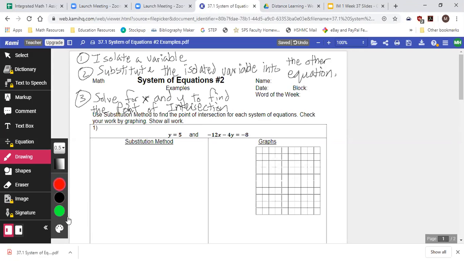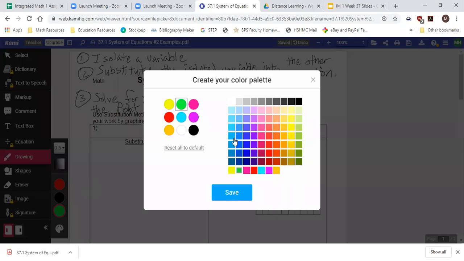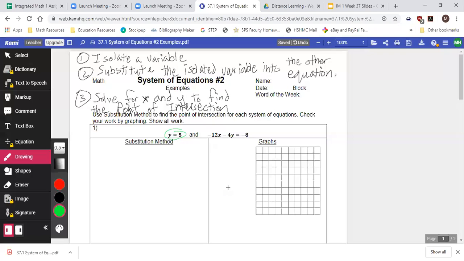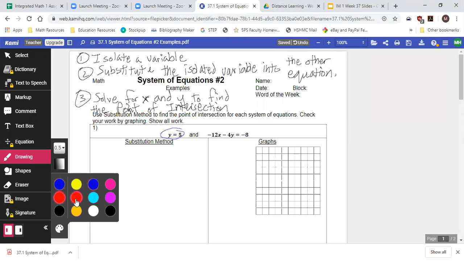So let's say my first equation is y equals 5, and my second, I'm not liking that color, let me get a darker color. Let's go with blue. Okay, so my first equation is, let's see, how do I undo? Oh wait, the undo button's at the top. Okay, so my first equation is y equals 5, and my second equation is negative 12x minus 4y equals negative 8. First step is isolate the variable.